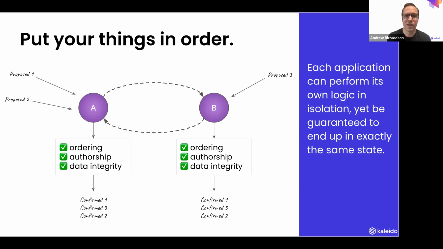So in this, I've shown, A puts in 1 and 2, B puts in 3. The way they were confirmed on the chain was 1, 3, 2. But even though the apps are operating in isolation, because they look to the chain for the order in which these things should be processed, they end up in exactly the same state.